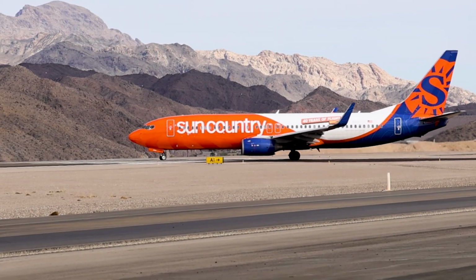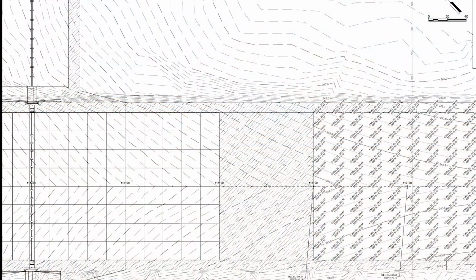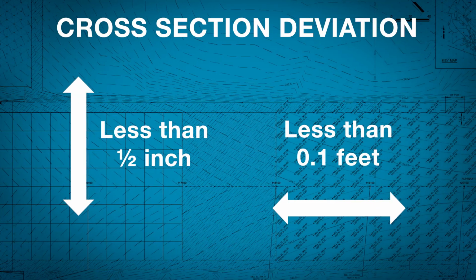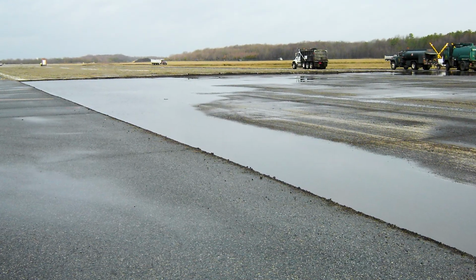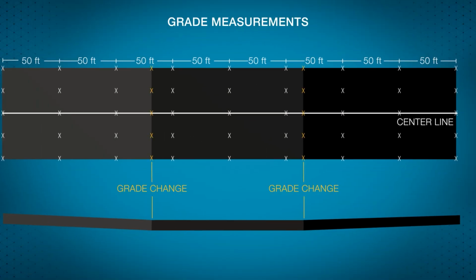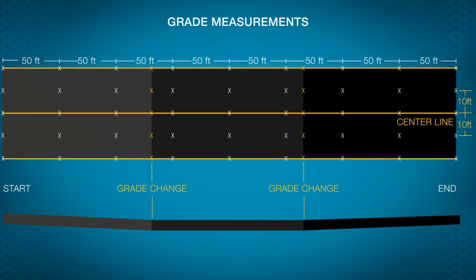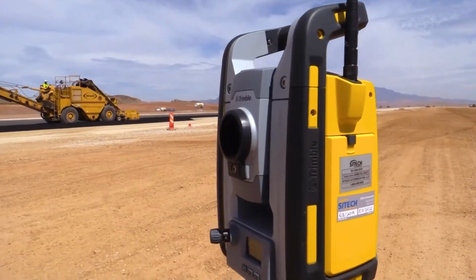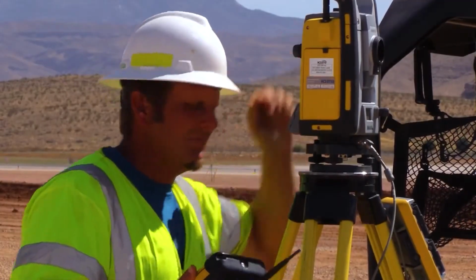For FAA specs, grade result tests check that the pavement surface's grade elevations and cross sections are within 1/2 inch vertically or 0.1 feet laterally from the design. This ensures smoothness and drainage. Take measurements every 50 feet along the length, at all grade changes, and at the start and end of each lane. These measurements include the center line, 10 feet on either side of the center line, and the edges of the runway or taxiway. Ensure the survey and documentation are stamped and signed by a licensed surveyor.